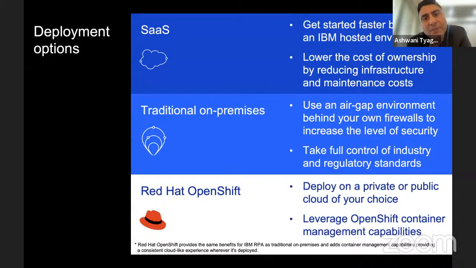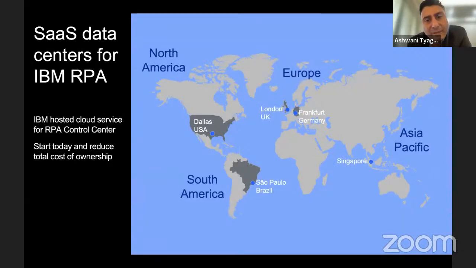The deployment options we have as part of RPA are multiple. You can deploy traditionally, the way you used to deploy any of your applications. Then you can deploy on a container as Red Hat OpenShift via operator. And we also provide it as a SaaS service. It's available via various locations across the globe. Multiple data centers are there from where this is hosted.